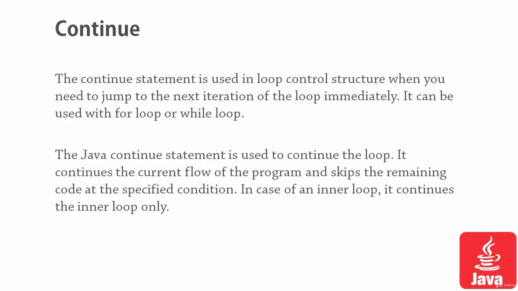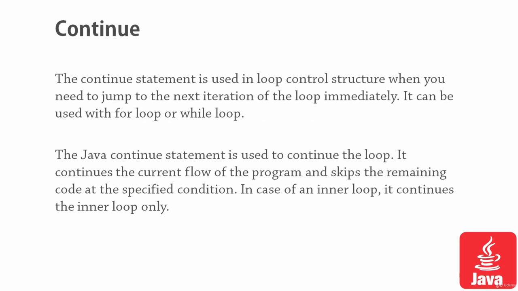Similarly, we have the continue statement, which has similar functionality to break, but there is a difference. The continue statement is used in loop control structures when you need to jump to the next iteration of the loop immediately. It can be used with while, for, or if else conditions. It won't break the loop, but it will continue. It will omit the current execution and start a new execution. The Java continue statement is used to continue the loop. It continues the current flow of the program and skips the remaining code at the specified condition.